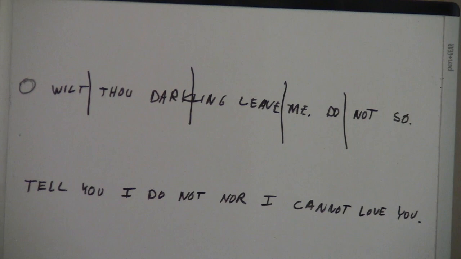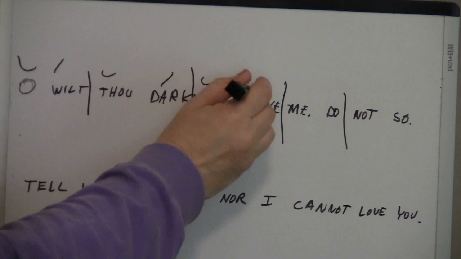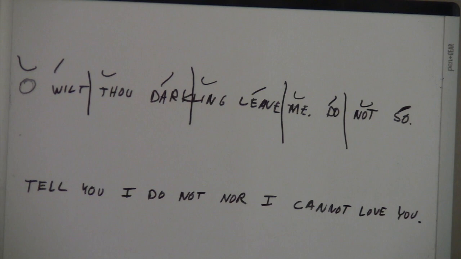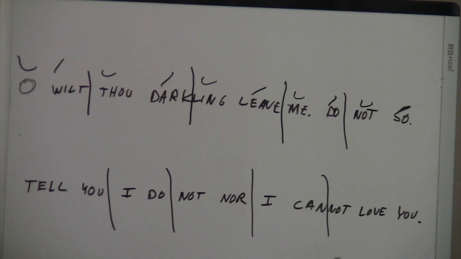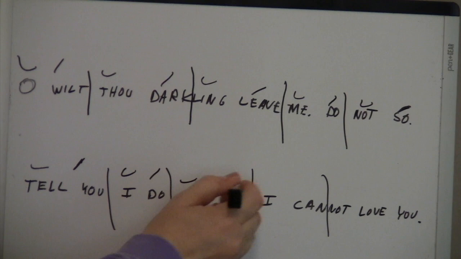Oh, wilt thou, darkling, leave me? Do not so. Let's do the next line. Tell you I do not, nor I cannot love you. Now you'll see this has an extra foot after it, or an extra beat, and we're going to talk about that in a second. Tell you I do not, nor I cannot love you.